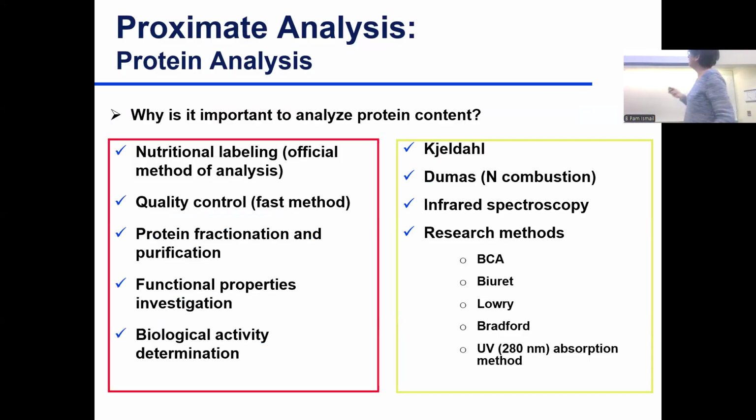So now that we talked about Kjeldahl and Dumas, let's talk about the methods that are not official methods of analysis. Infrared spectroscopy is used very often as a secondary method of analysis once it's calibrated, whereas the slew of other methods are used for research in a purified form of protein in solution.